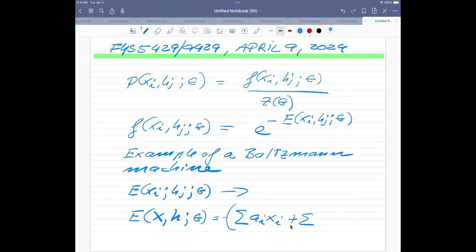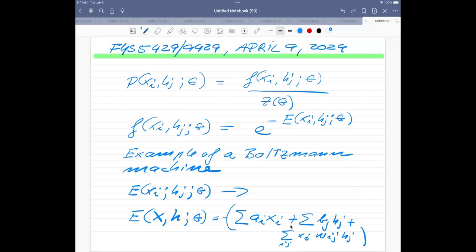I'm going to bring in a slightly different way of looking at these x's and h's. So I have a b_j h_j, and I'm not specifying the sums here. And then I have a sum over i and j, and there is an x_i, a w_ij, and an h_j. So let me try to repeat and explain again what we discussed last week when it comes to the Boltzmann machines.